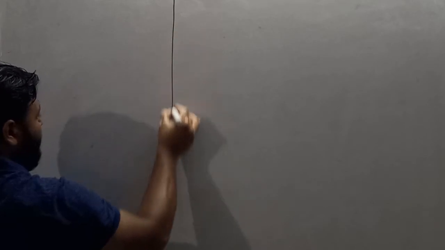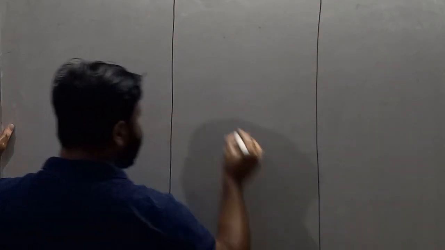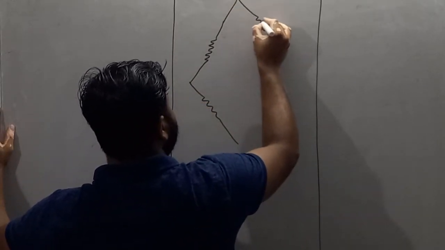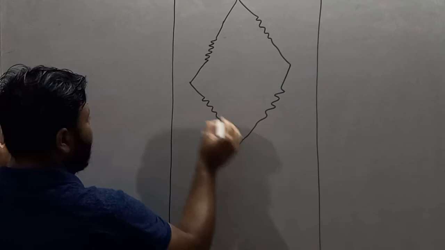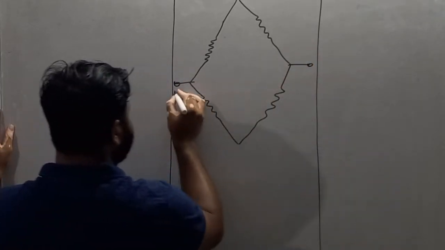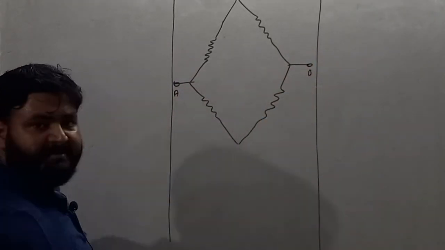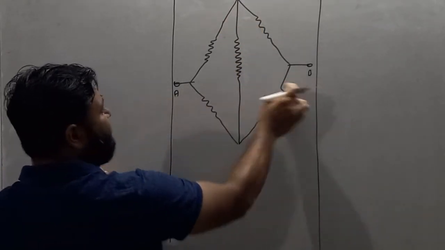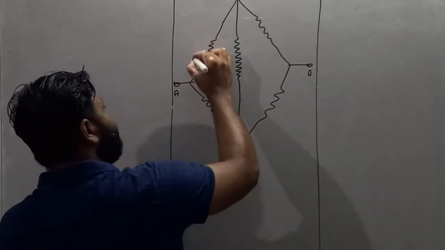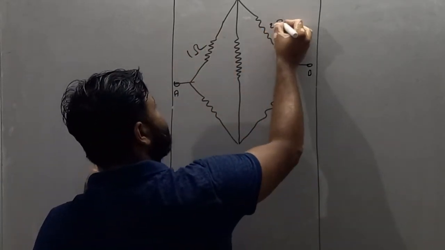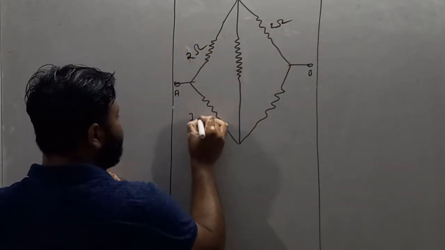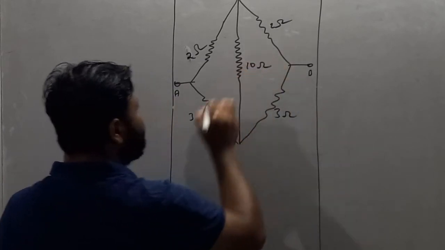So my dear students, see, the circuit is like this: first resistor, second resistor, third resistor, fourth resistor, with points A and B. There is one more resistor. You have to find the net resistance between A and B. Let's suppose this is 2 ohm and this is also 2 ohm. This is 3 ohm and this is 3 ohm. Let's suppose this one is 10 ohm.